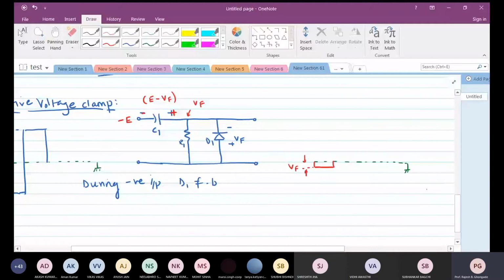Once you understand this, everything is fine. Okay. So we say that in this case, the capacitor C1 is charged to again E minus VF, of course, given the polarity. During positive half cycle, what will happen?